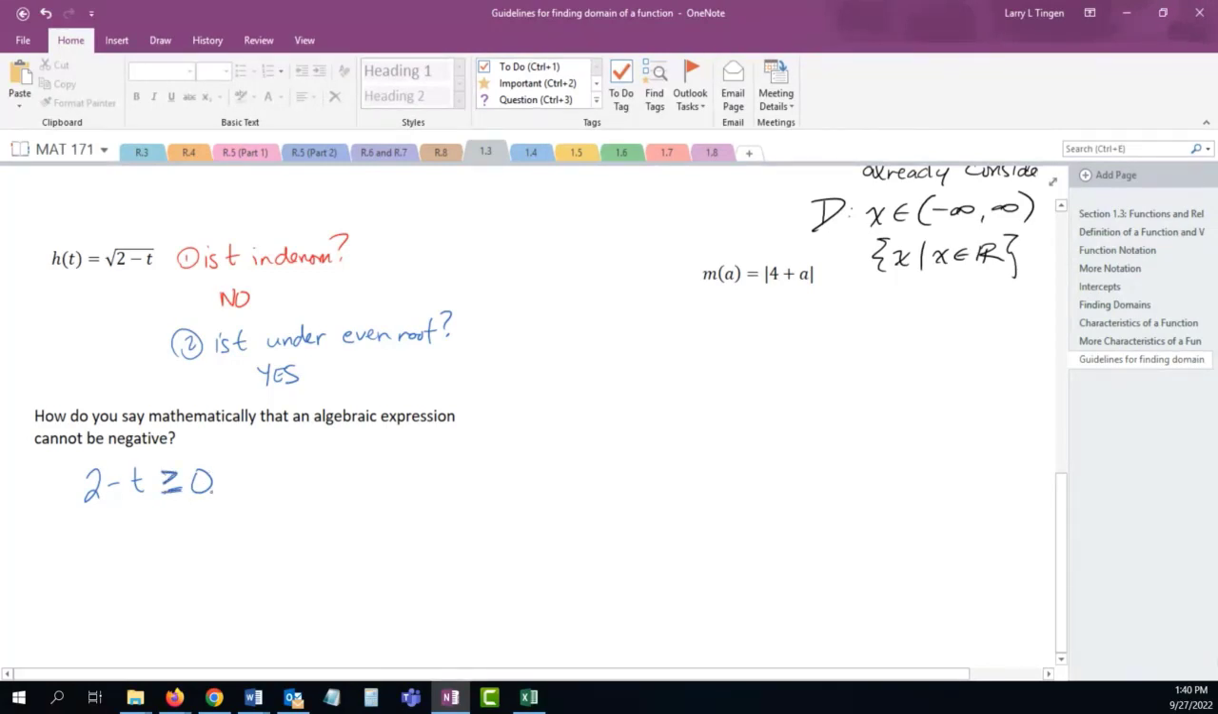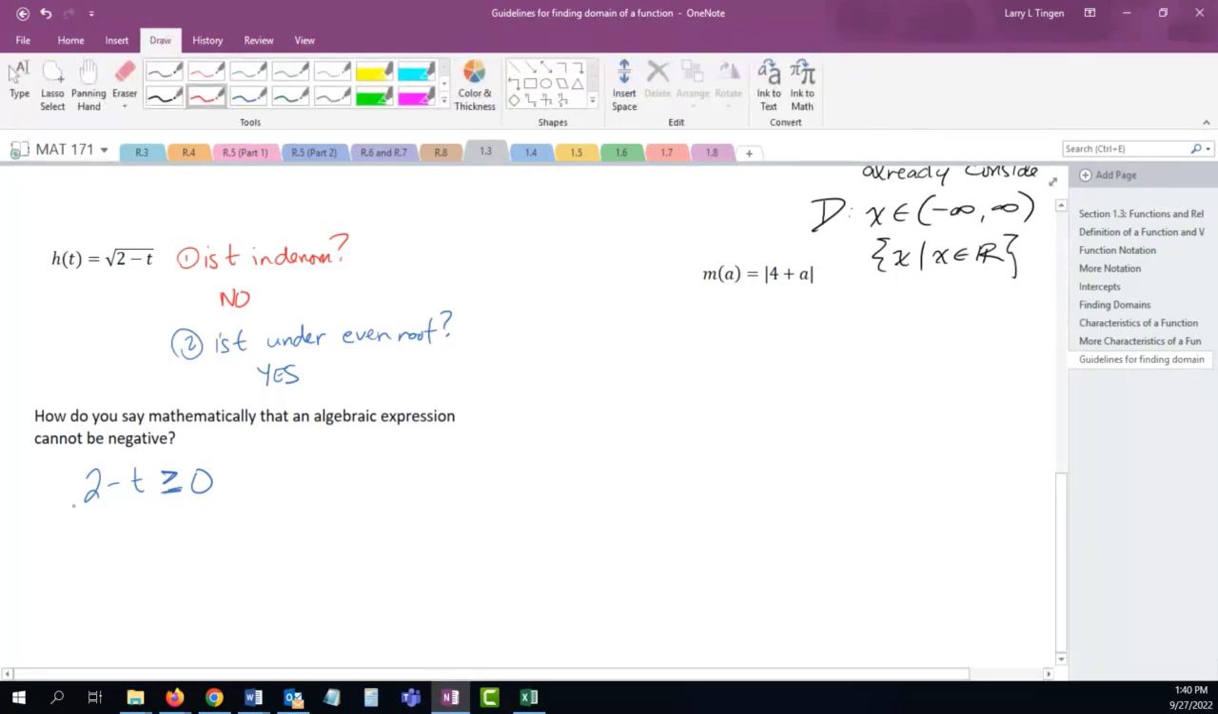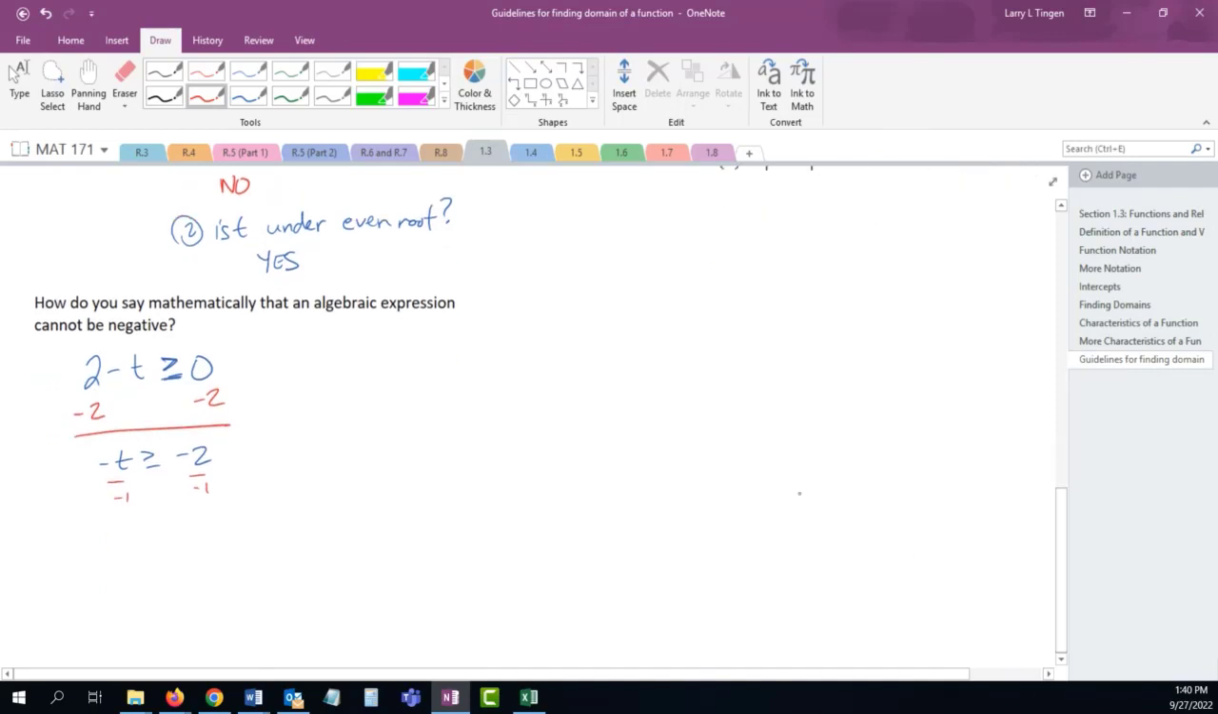So solve this, and what do we get? I'm going to subtract 2 from both sides. The reason I'm doing that is I don't want the t to get on the wrong side. Subtracting 2 doesn't cause any issues, but t is not by itself. It's still got a negative sign with it. So I need to divide both sides by -1. And in doing so, I flip the sign on both sides and I flip the direction of the inequality. So t is less than or equal to 2.